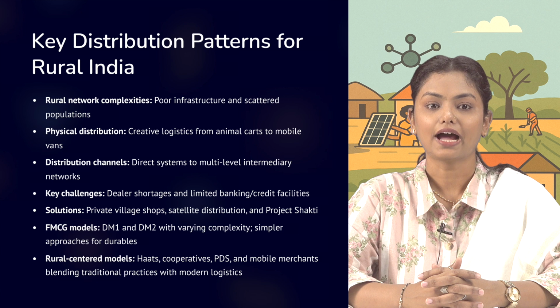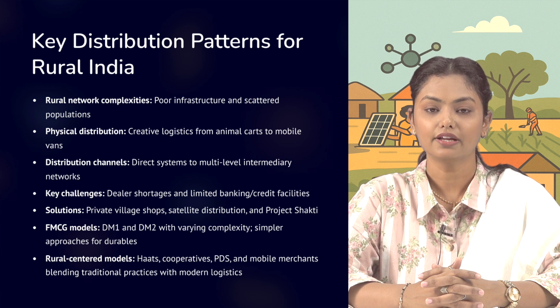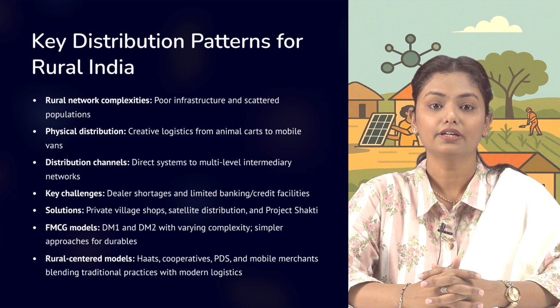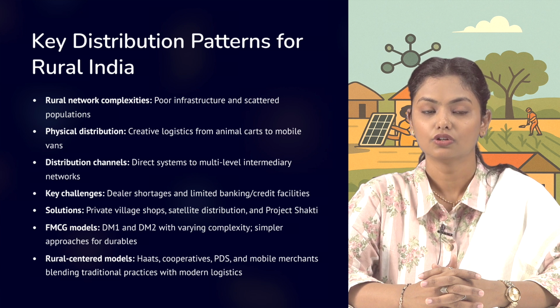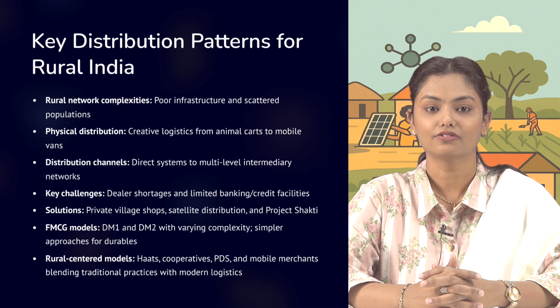Finally, the unit highlighted the importance of rural salespersons and various rural-centered and modern distribution models like HUL's, cooperatives like Varna Bazaar, the public distribution system and mobile merchants. All of these integrate traditional practices with modern logistics, to ensure deeper market penetration and effective service delivery in the vast rural landscape of India.